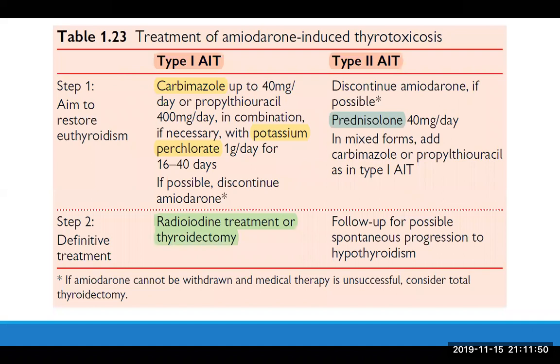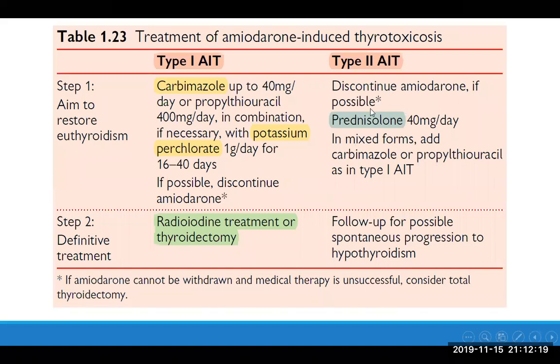And this is the dosage of a drug from the Oxford Handbook. And the dosage of a drug here for type 1, and we repeat, carbimazole from 40 to 60 milligram per day, or propylthiouracil in a high dose, in combination if necessary with potassium perchlorate 1 gram per day for about 2 to 6 weeks, and if possible discontinue amiodarone. And of course, step 2, definitive treatment, radioiodine treatment or thyroidectomy. This is the definitive treatment.